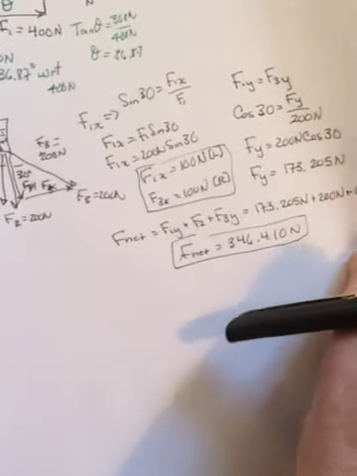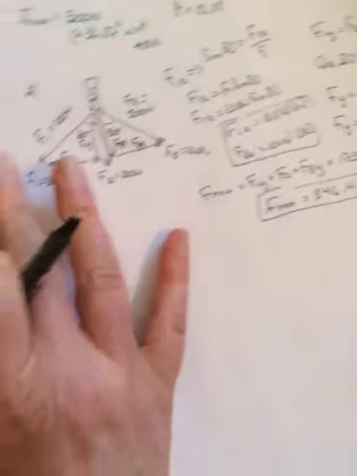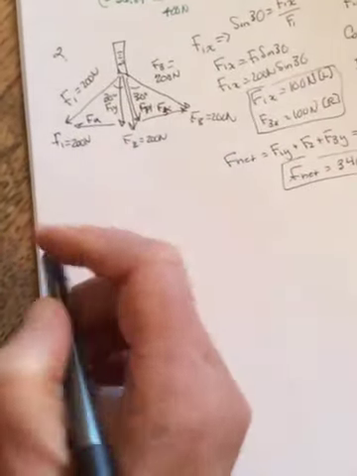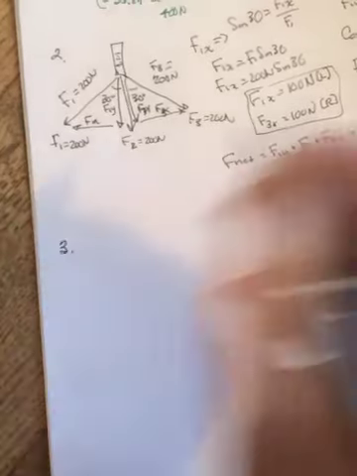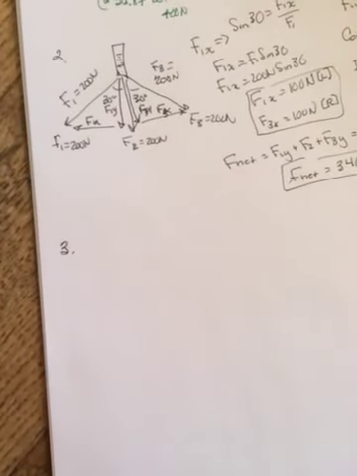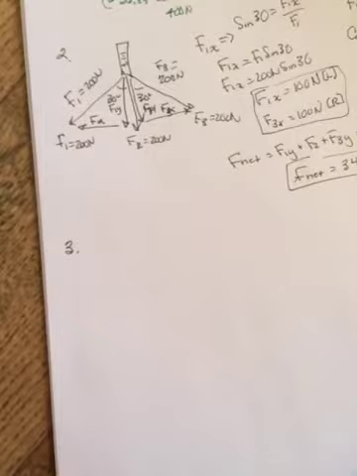Okay, so that's what you're pulling down with, so that's what the scale would read. All right, the third one. Now the third one might seem weird, and you might think we were wickedly mean to assign it to you, but it's really not that bad if you draw it carefully.